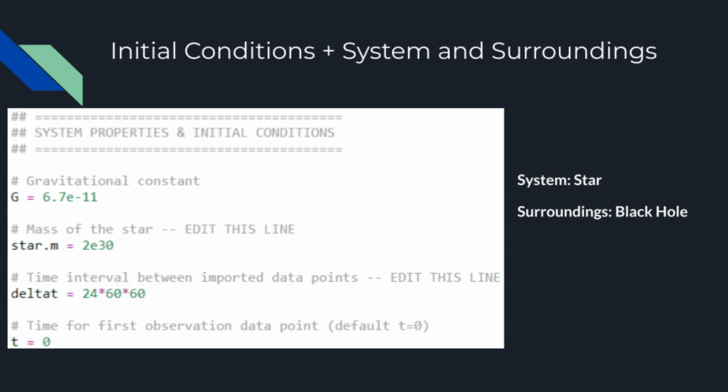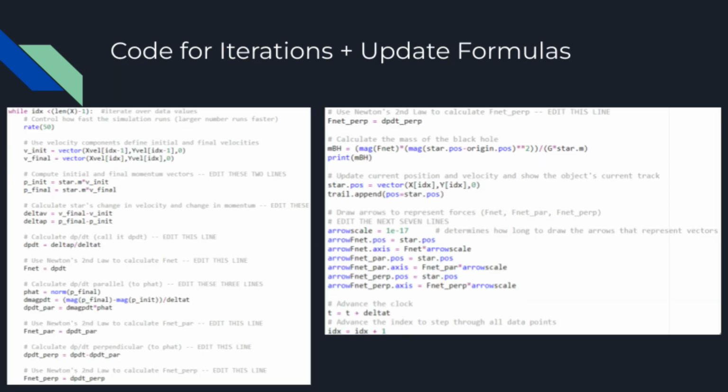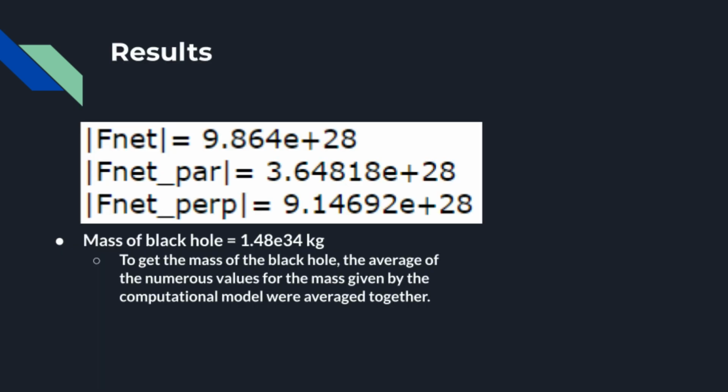Here are the initial conditions and systems and surroundings for part 1. The system is the star and the surroundings are the black hole, and the initial conditions are shown in the code. And here's the code for the iterations and the update formulas. The update formulas are the position and velocity update. And then here are the results.